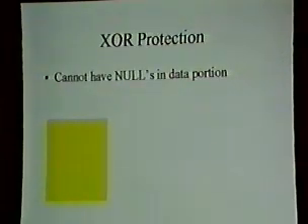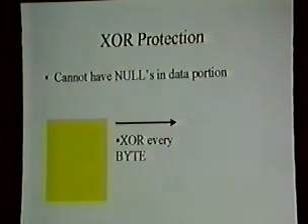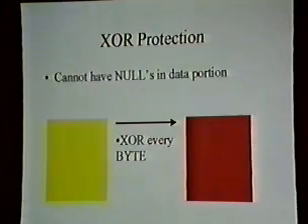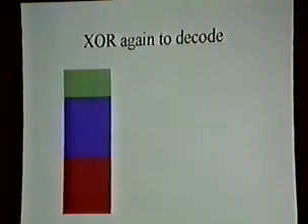Okay, now the XOR protection. My ASCII strings are probably going to have to be null terminated, or they may have zeros in them, or maybe I'm storing other things that have just numbers that have zeros in them. So we can't have any nulls in our data portion either, otherwise we're going to cut it off prematurely. So we just XOR every single byte with some value, and now we have this XOR encoded data section. When we're done, we just XOR it again to decode it.